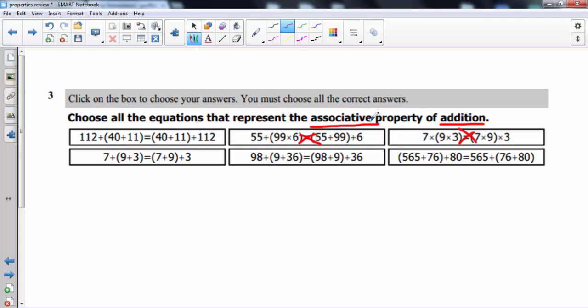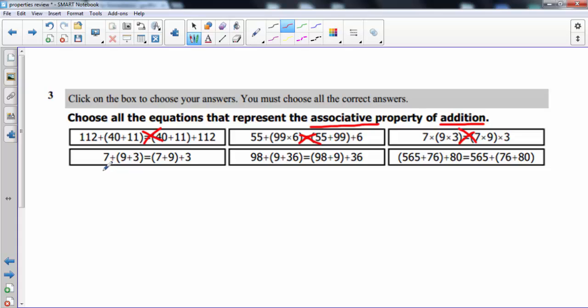And then remember in the associative property that we want to keep the same order of the numbers. So I'm going to go through and first check to see about the order. 112, 40, and 11. And then the order has changed here. You can also see that the same numbers are grouped together. So that's not an example of the grouping changing. This is not a choice.